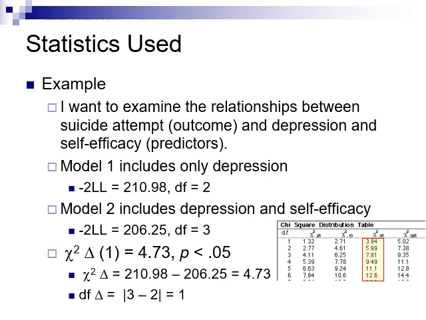So we've measured someone's depression using some form of continuous scale, their self-efficacy using some form of continuous scale, and we also know whether they attempted suicide or not, the outcome. So model 1 includes only depression. So the model with only depression predicting whether or not someone commits suicide is the smaller model in this case. So the -2 log likelihood is 210.98 with the degrees of freedom of 2.